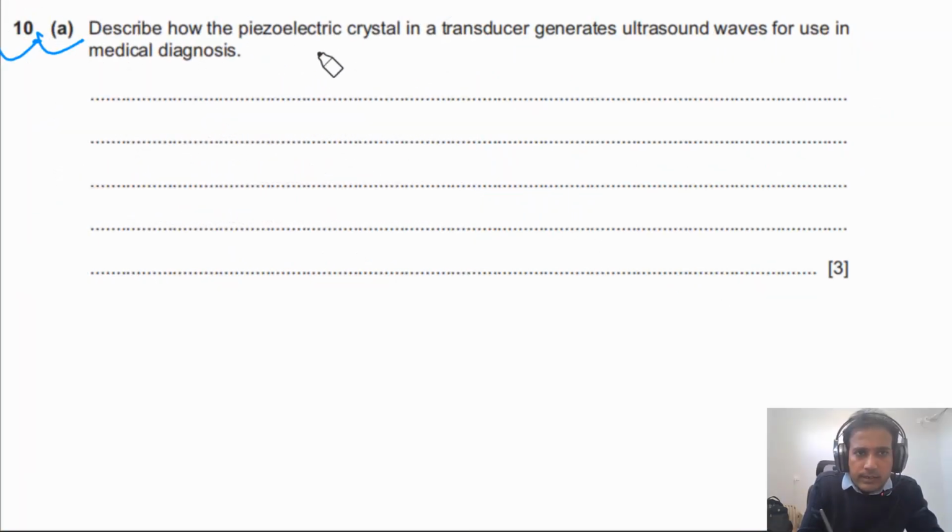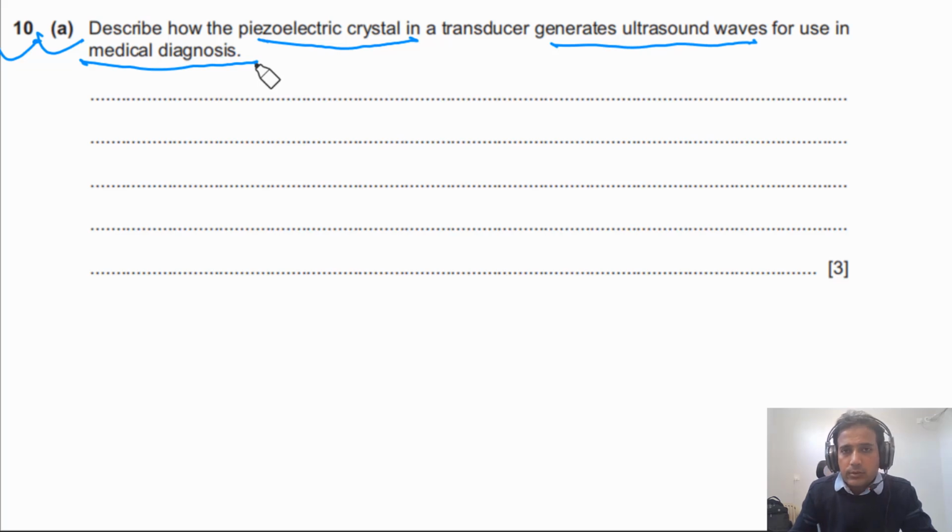Question 10, part A says, describe how the piezoelectric crystal in a transducer generates ultrasound waves for use in medical diagnosis. Piezoelectric crystal, you can say. How ultrasound waves are produced.